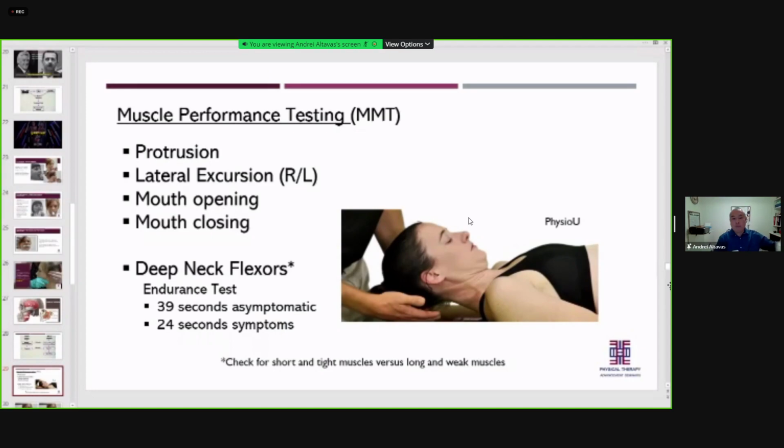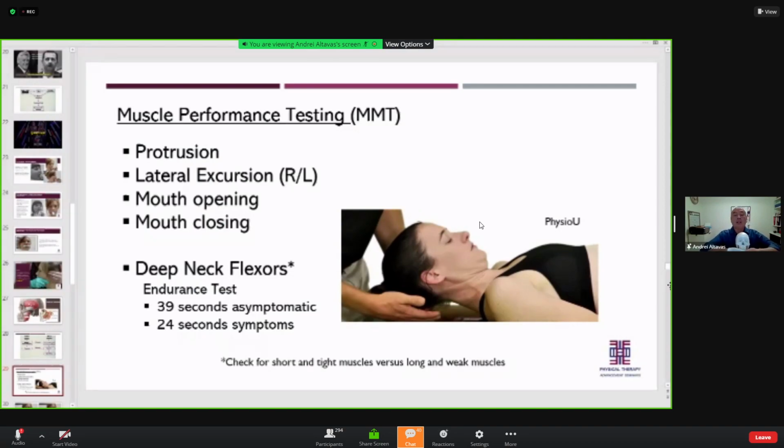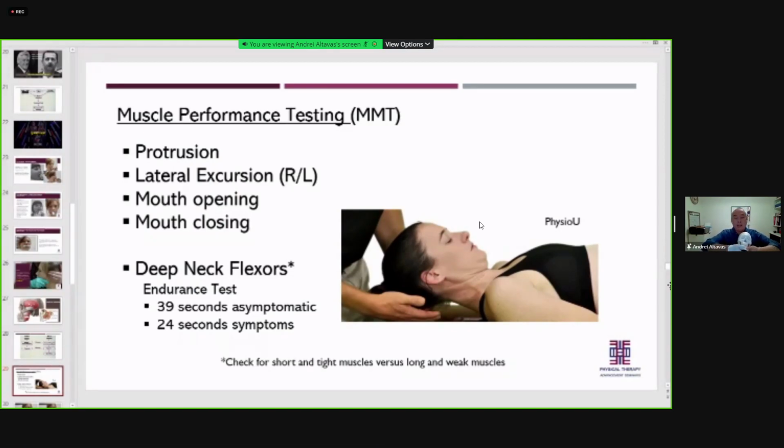So for mouth closing, you resist the jaw from the superior part, or the top portion, of the chin. You're still behind the patient and using your thumbs to apply a downward directed force for them to be able to do the test.